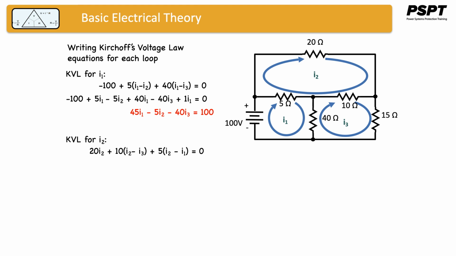Now we will expand the brackets again. This time we'll get 20I2 plus 10I2 minus 10I3 plus 5I2 minus 5I1, all equal to 0. Collecting like terms, we're left with the equation minus 5I1 plus 35I2 minus 10I3 is equal to 0, which gives us our second equation.